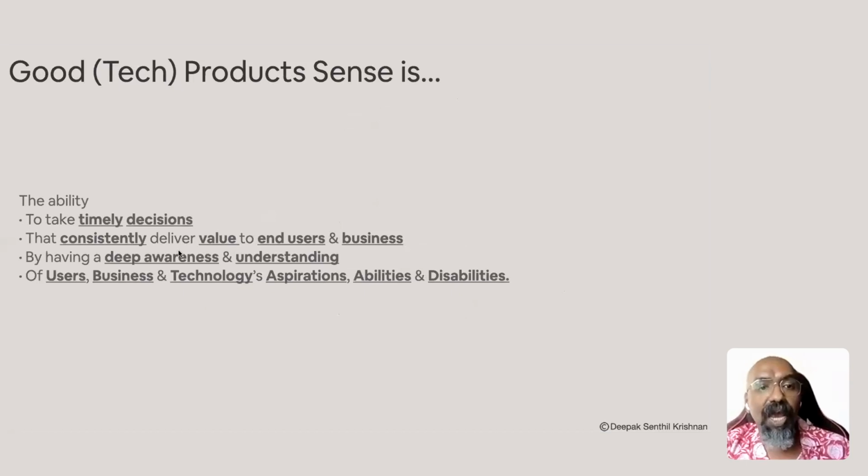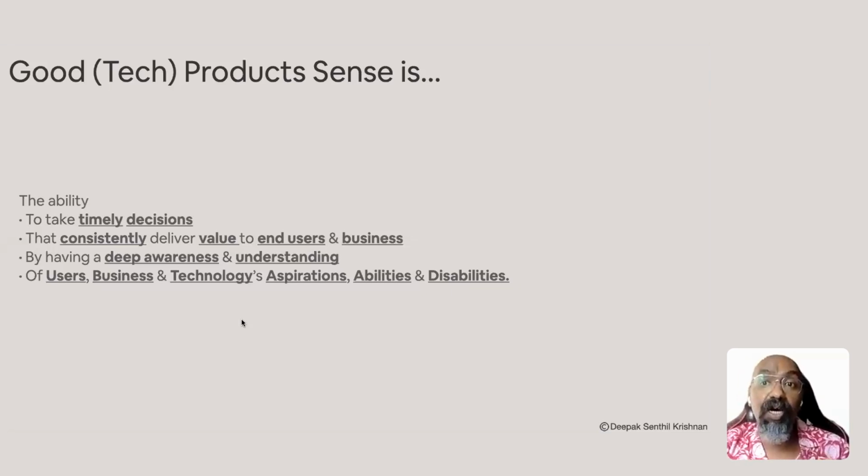So the way I'd like to define good product sense is the ability to make timely decisions that consistently deliver value to both the end users and the business, by having a deep sense of awareness and understanding about users, business, and technologies, their aspirations, abilities, and disabilities. The reason why I'm starting with a very unpacked version is so that we can use this definition to simplify it as we go along this journey.